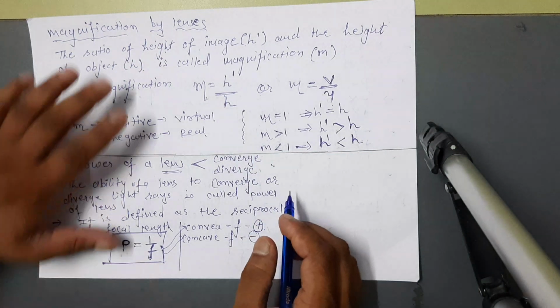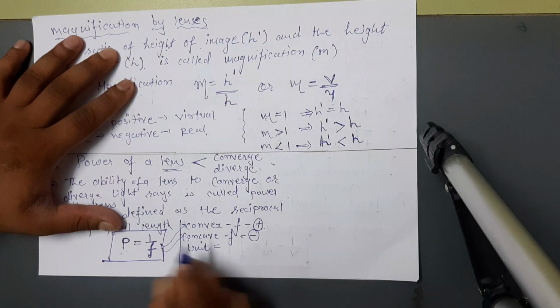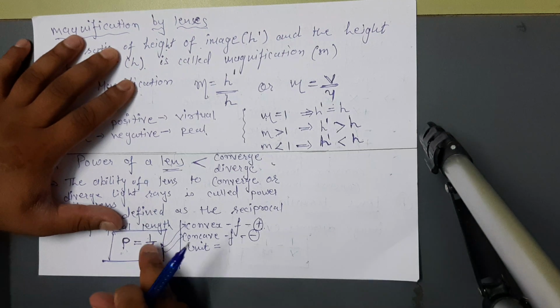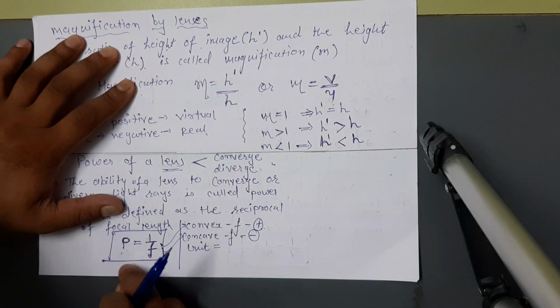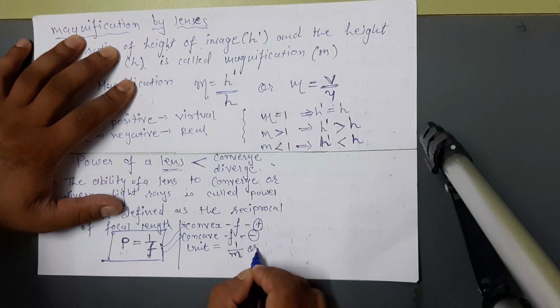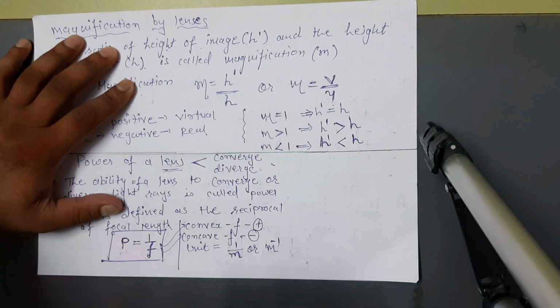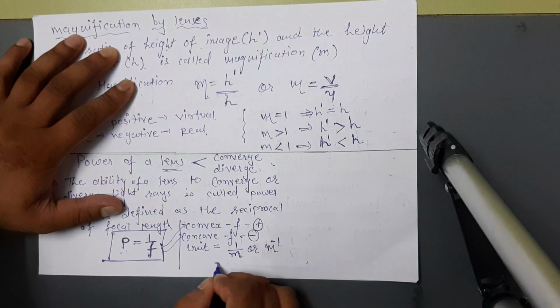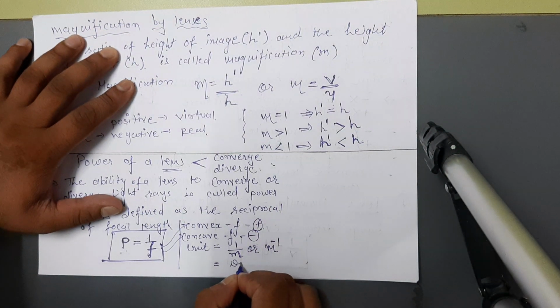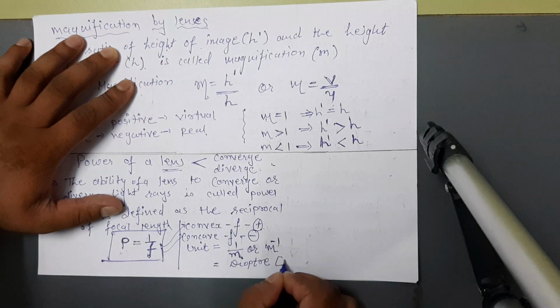Now what will be the unit of this? It is also very simple. The unit of focal length is length, so it is measured in meter. So here we can have its unit as 1 upon meter, or we can also write it as meter inverse. If it is in centimeter, then centimeter inverse. This is also called diopter, which is noted as D.